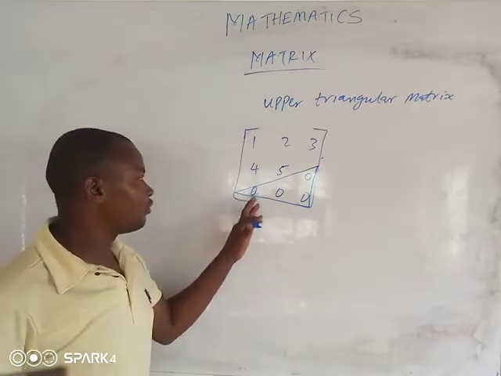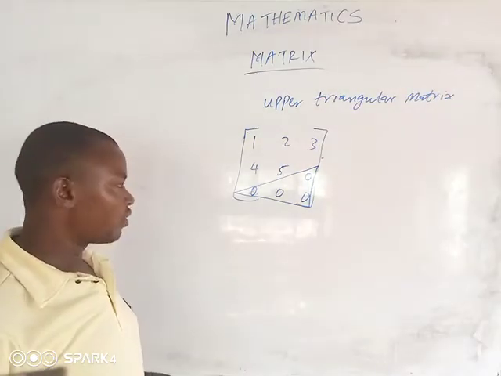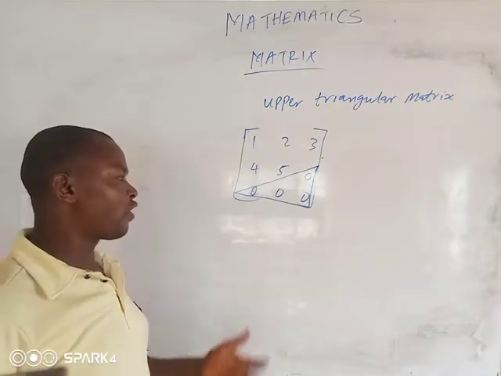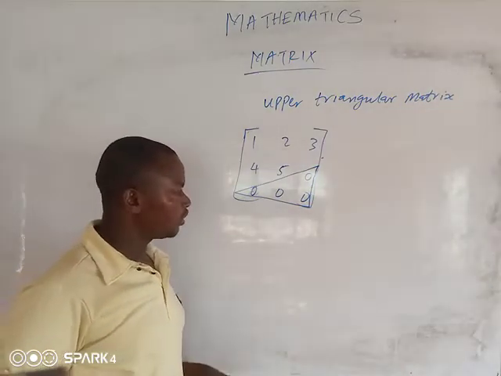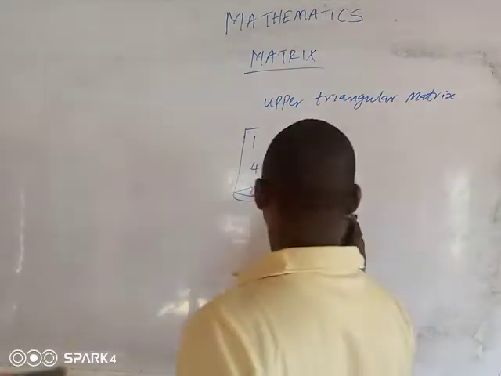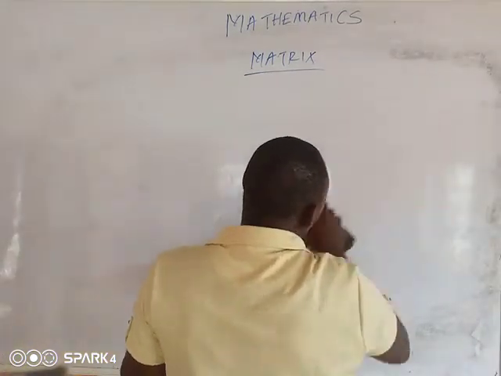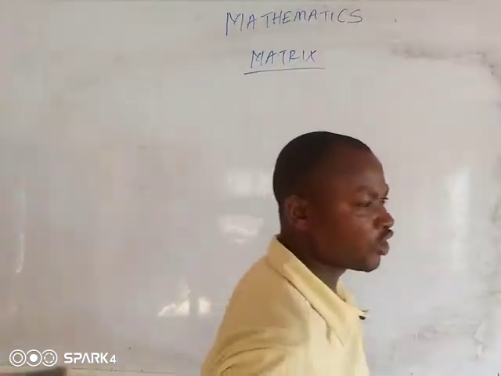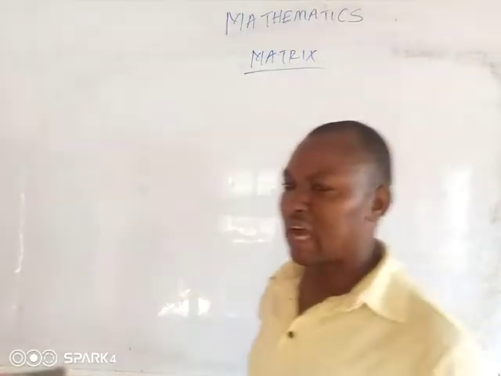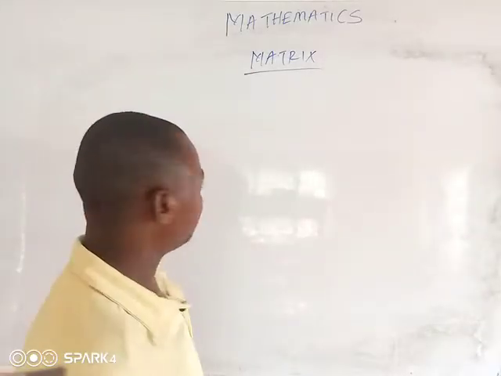At the top, we have values that are more than 0, but below, we have values that are 0, and they usually form a triangle. So that's what we call an upper triangular matrix. Having known this, there are many other definitions, which I will continue taking until I finish them.